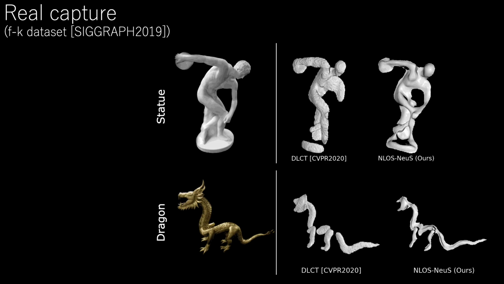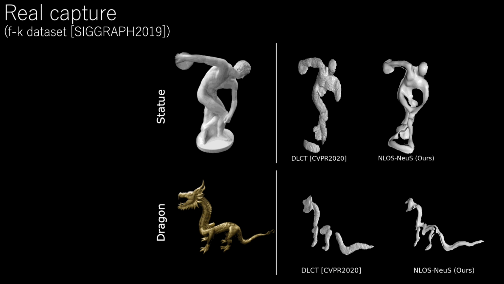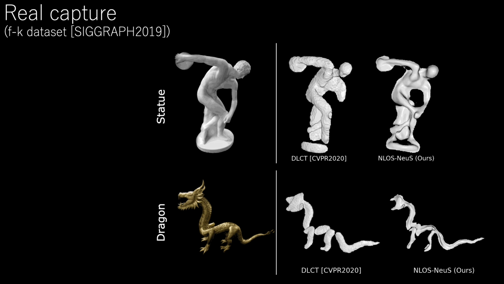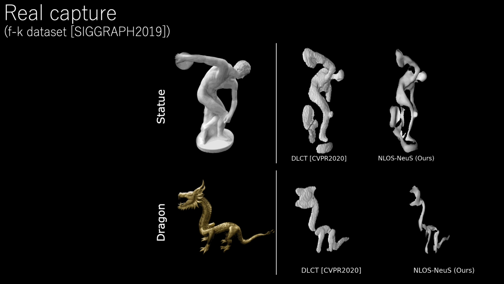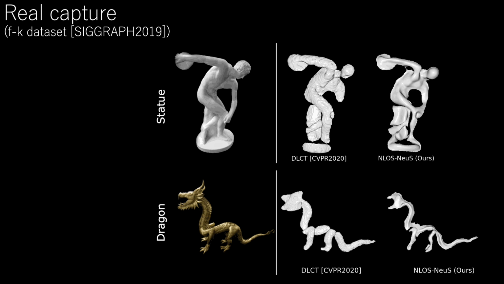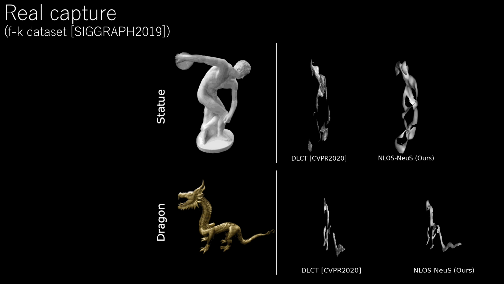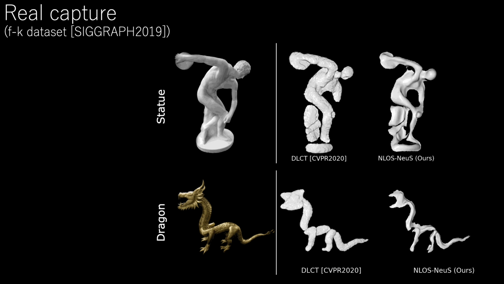We also show the reconstructed surface on the real data captured by a SPAD. The reconstructed surface with D-LCT contains artifacts due to the discretized voxel representation. On the other hand, our method with a neural implicit surface can reconstruct the smooth surfaces while preserving the fine details.